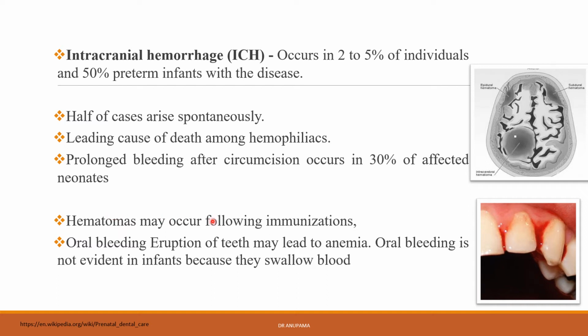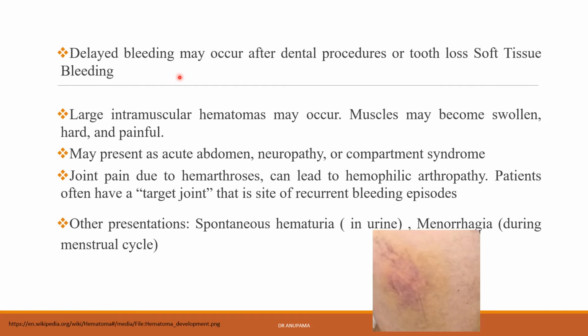Hematomas may occur following immunization. Oral bleeding during eruption of teeth can lead to anemia. Oral bleeding is not evident in infants because they swallow blood and we cannot see it in the case of infants. Delayed bleeding may occur after dental procedures or tooth loss, soft tissue bleeding, all these things we can see.